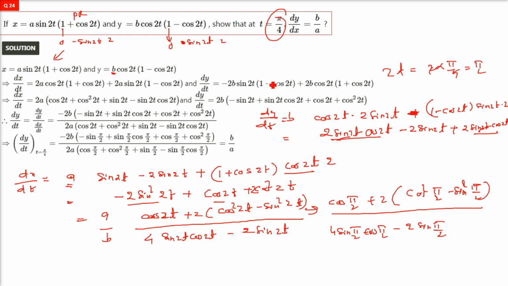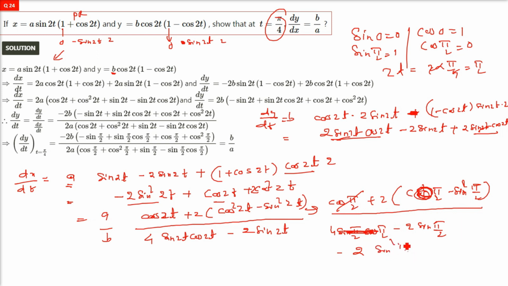Please remember, sin 0 is 0. Sin pi by 2 is 1. Then cos 0 is 1. And cos pi by 2 is 0. So cos pi by 2, cos square pi by 2, all these are zeros. Just remove this. This also becomes 0. And we have this as 2 minus 2 sin square pi by 2 divided by this, minus 2 sin pi by 2. Sin pi by 2 is 1. This is 1. This is 1. Minus 2 gets cancelled. You get a 1.